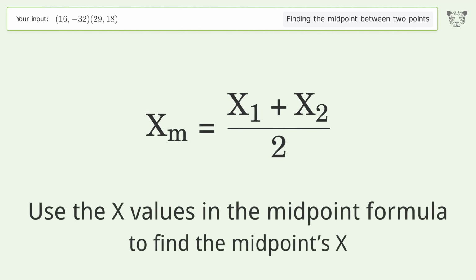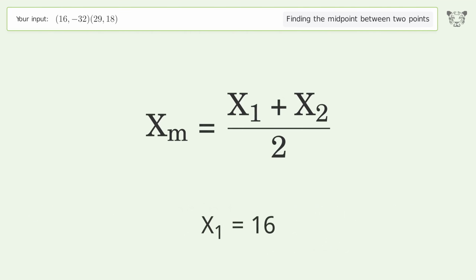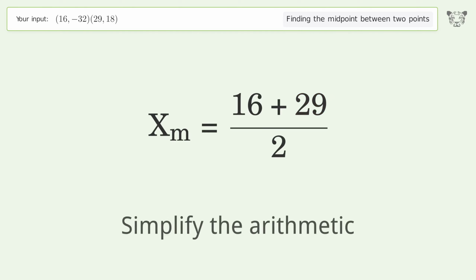Use the x values in the midpoint formula to find the midpoint's x. x1 equals 16. x2 equals 29. Simplify the arithmetic.